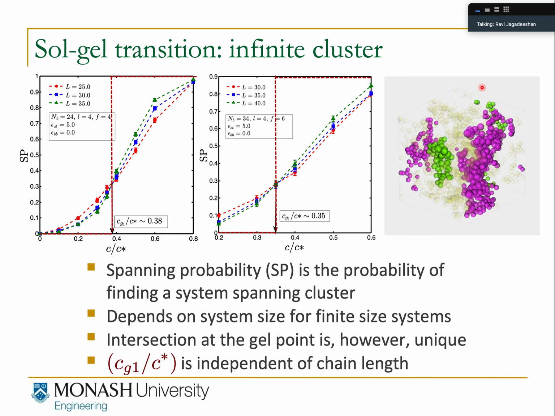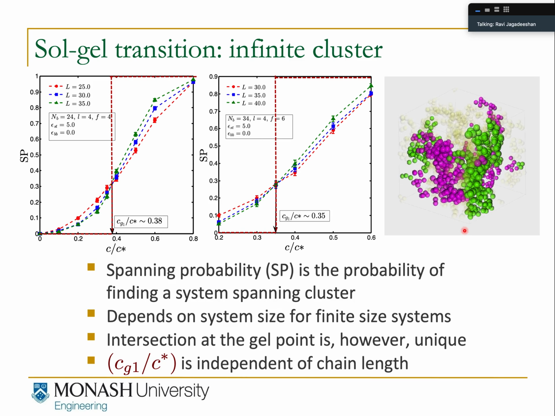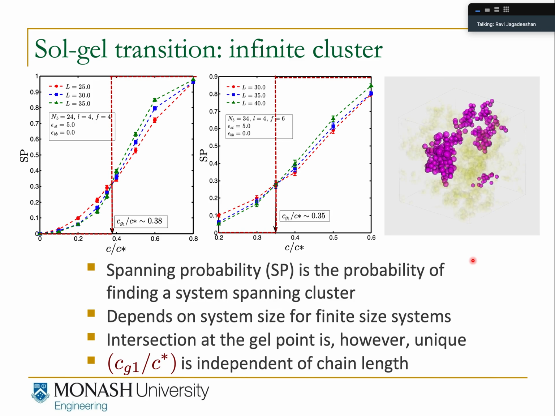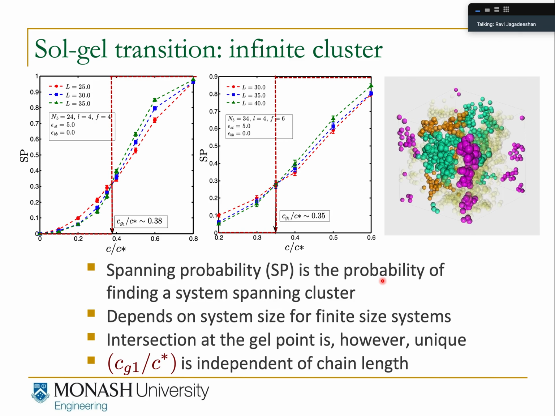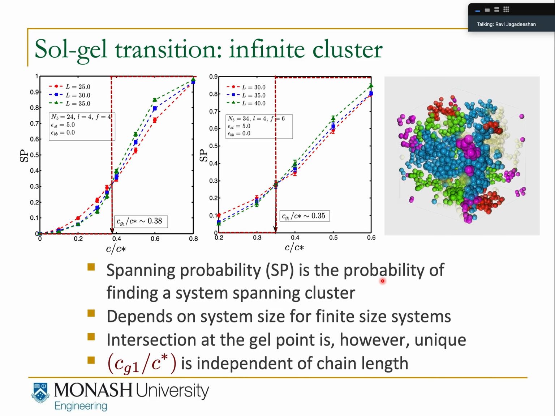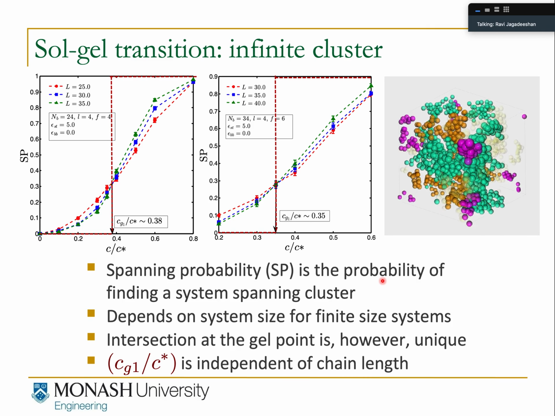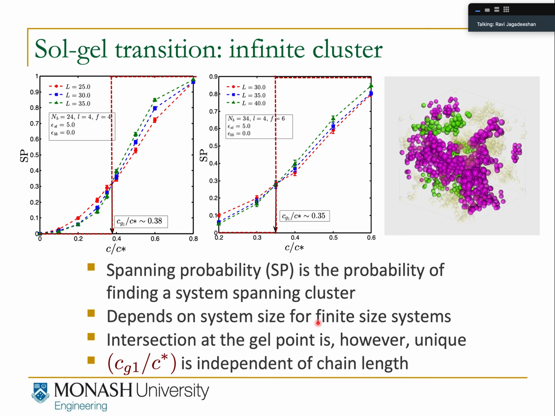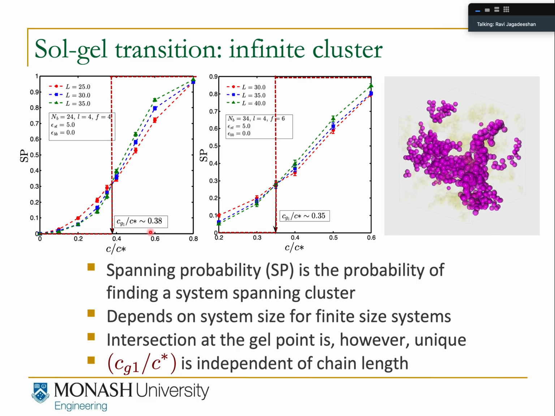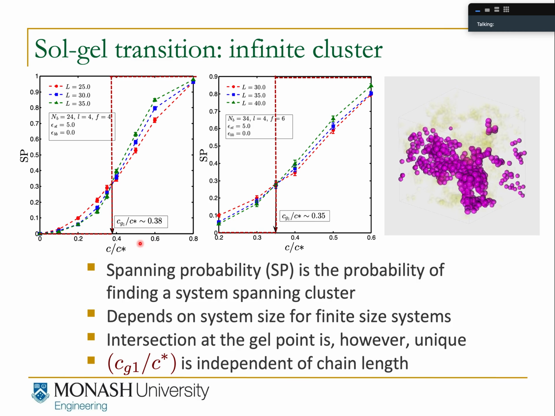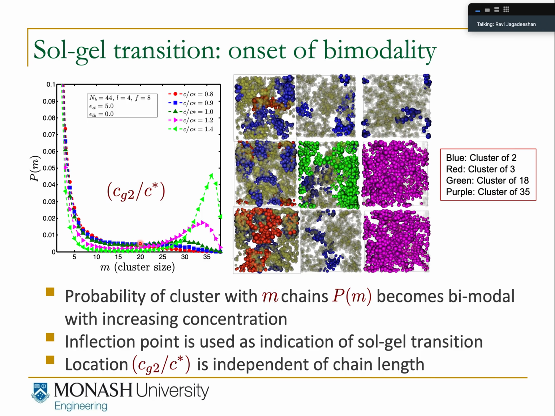So for instance, as shown in this movie over here, we can identify when a system spanning cluster appears. And by calculating the probability of finding a system spanning cluster for a number of different box sizes, we can identify the threshold at which the first system spanning cluster appears. So this you can see in our simulations appears around C over C star of roughly 0.35 or so.